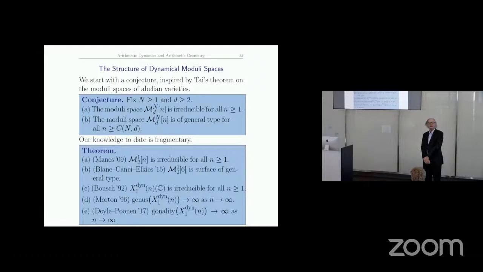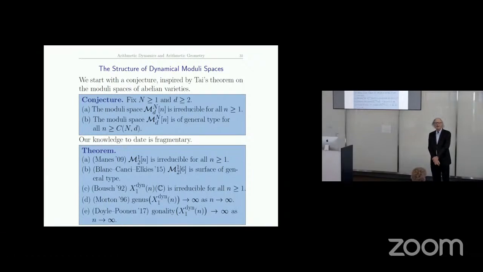Blanc, Canci, and Elkies, in a very special case, proved that degree 2 maps on P1 with a marked point of period 6, that moduli space is of general type. They did that by a fairly explicit and very clever calculation. It's not clear to me whether one could extend that to 7 using current technology of computer algebra systems. So that would be fun.